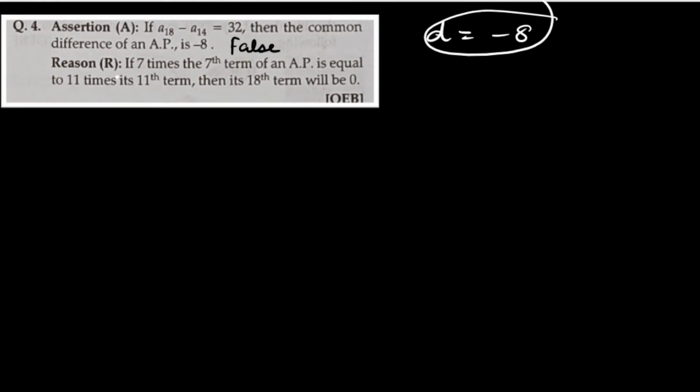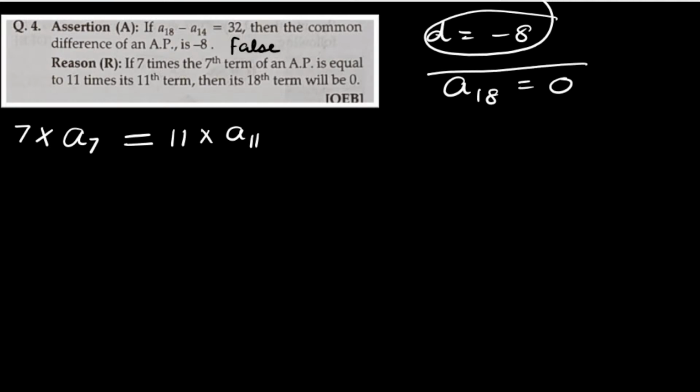So R we have to simplify here. 7 times the seventh term. 7 times means 7 we will write as it is. In maths, times means multiplication. 7 times the seventh term. The seventh term we write as A7 of an AP is equal to, I am writing as it is, 11 times its 11th term. 11 times means 11 into A11. Then the 18th term will be 0. If this is the thing, then A18 is equal to 0. So let's check this thing.